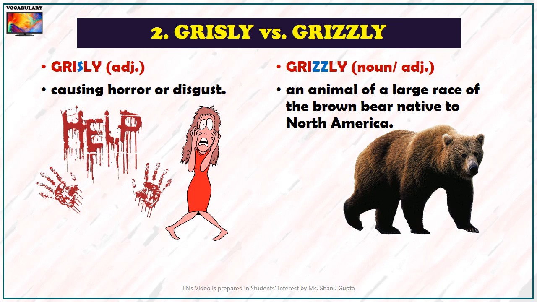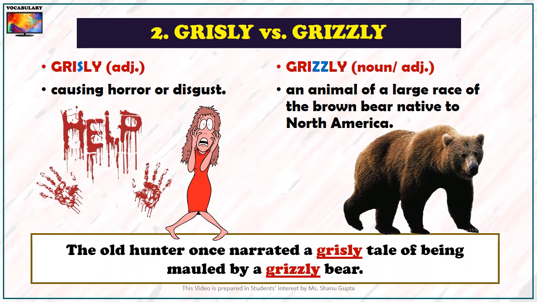You would mostly hear the term in the phrase a grizzly bear, in which case it is used as an adjective. An example sentence that clarifies the meanings of both words is, the old hunter once narrated a grisly tale of being mauled by a grizzly bear.